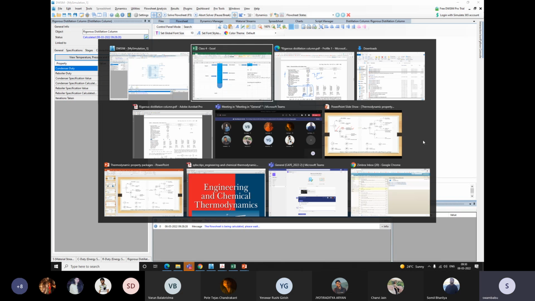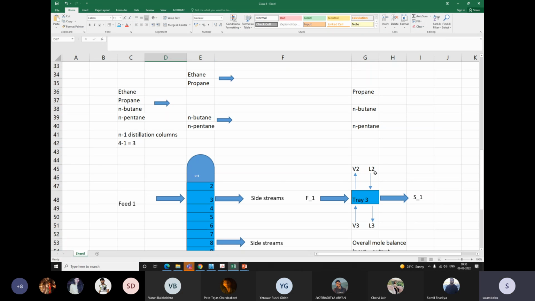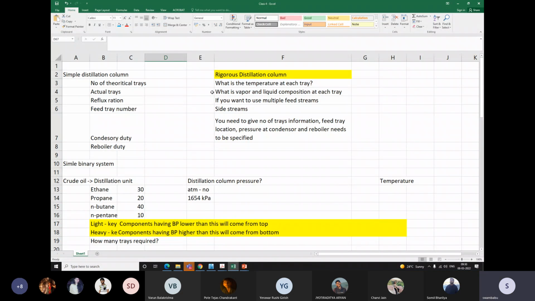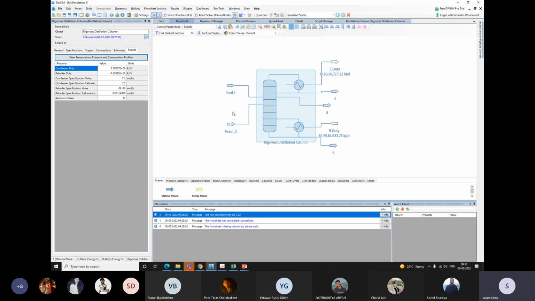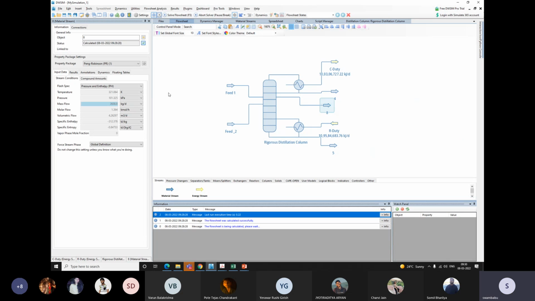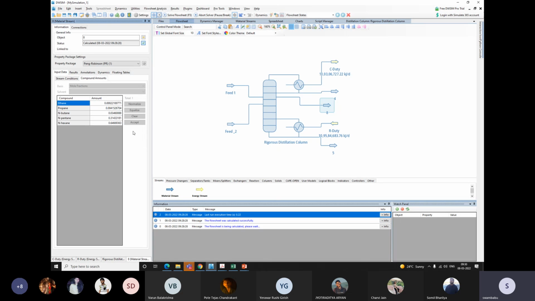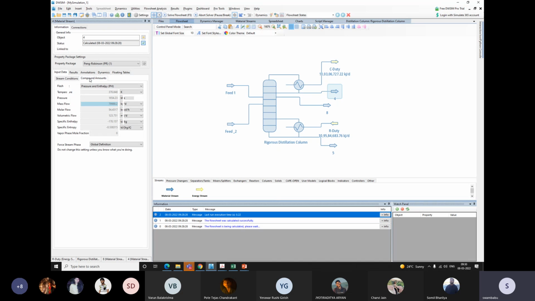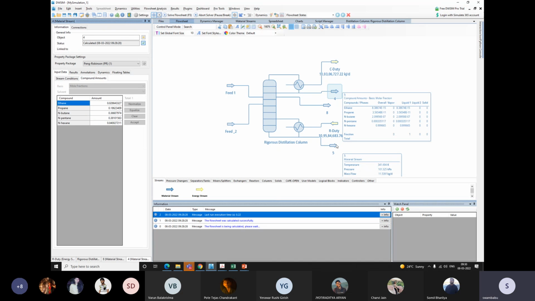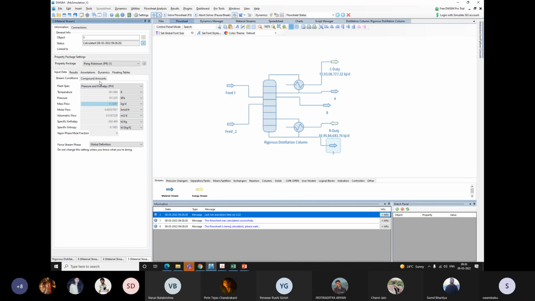So here, this is what I mentioned. We are able to get the temperature at each tray, the vapor and liquid composition at each tray, and the side stream. Now, if you want to see the side stream composition, just click on side stream 8 and see the composition of the side stream. And you can see the composition of the top stream and the bottom stream.